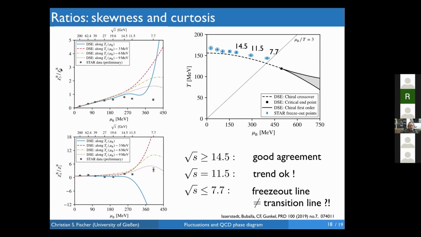So here we see the skewness again as a function of chemical potential, and the kurtosis as a function of chemical potential compared with preliminary data which have been released from the STAR collaboration during the beam energy scan. Here you see roughly where the square root of s numbers belong to. The square root of s is also shown up here. And first have a look at the blue curve, which is our result along the transition line. And what you see is that we more or less agree with the experimental data until, let's say, roughly 14.5 square root s.